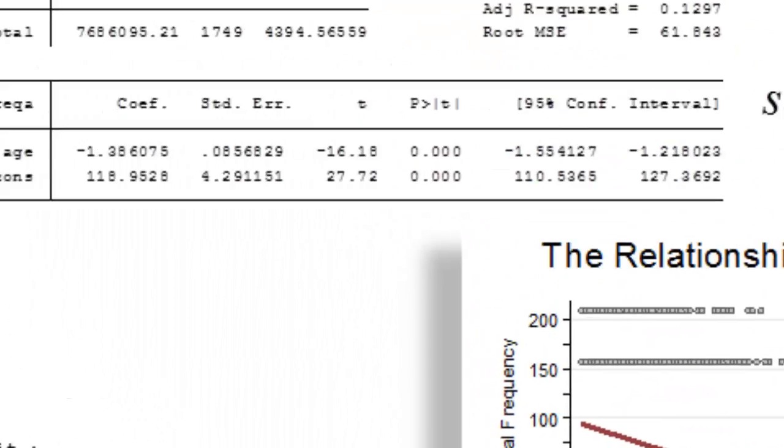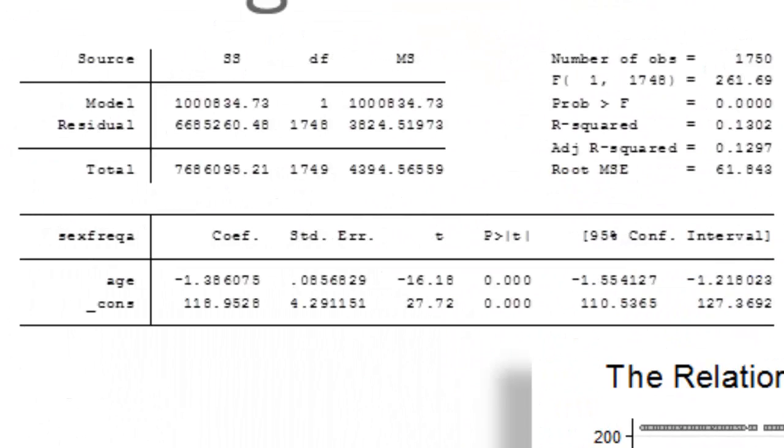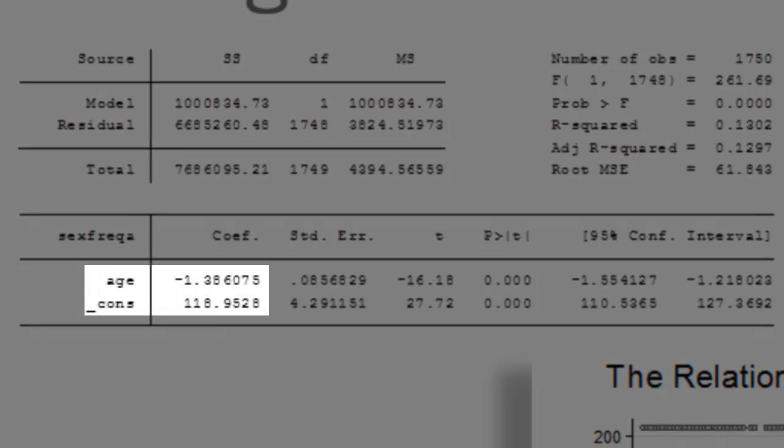The table in the upper left is my regression output. This is a very typical looking table. This table happened to be generated by Stata, and I'm going to go through it in more detail in the next slide. But if you notice down on the lower part of that table, I have my age coefficient and something called _cons. Well, that's just how Stata refers to the constant, or the intercept.